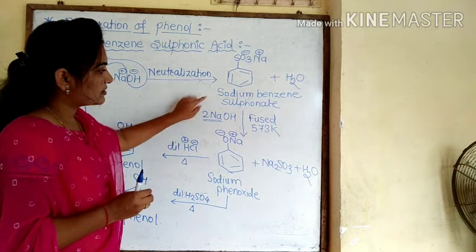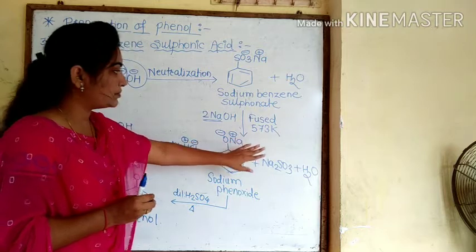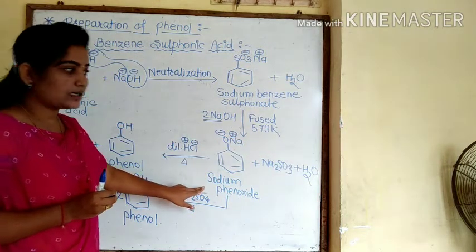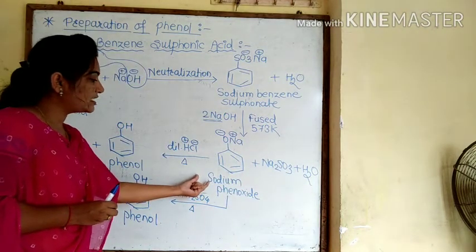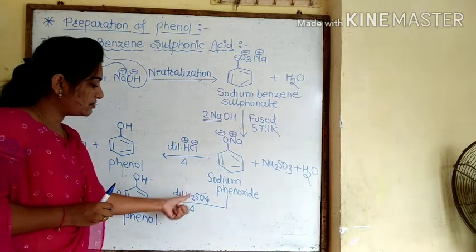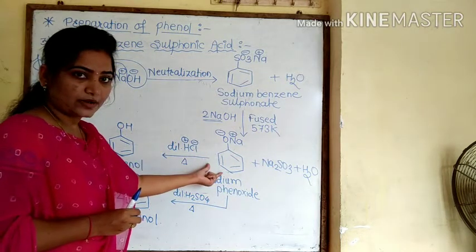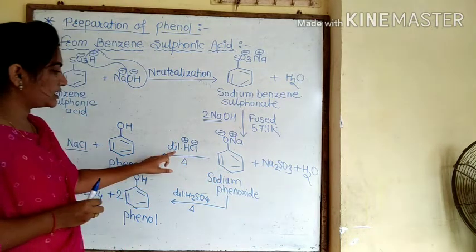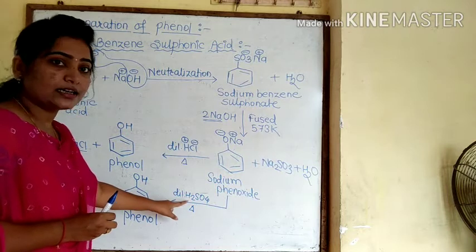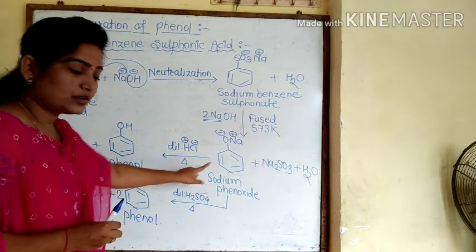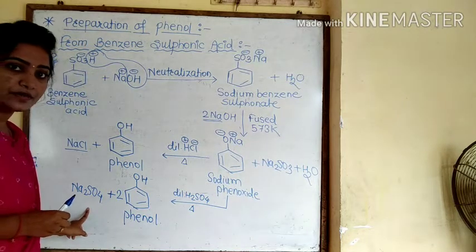Sodium benzene sulfonate reacts with twice NaOH in presence of fuse at 573 Kelvin temperature. So it gives us sodium phenoxide with the loss of Na2SO3 and water molecule. Again sodium phenoxide may react with dilute HCl or it may react with dilute H2SO4. जर dilute HCl घेतला तो only 1 mole is required here. That is, directly sodium phenoxide reacts with dilute HCl giving formation of phenol. And if we take H2SO4, here 2 moles are required, therefore 2 moles of phenol is obtained with the loss of Na2SO4. Okay, समजले इथपर्यंत?